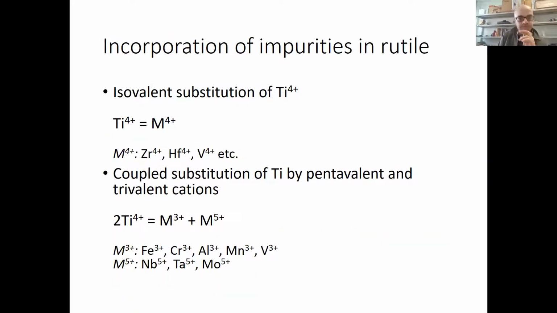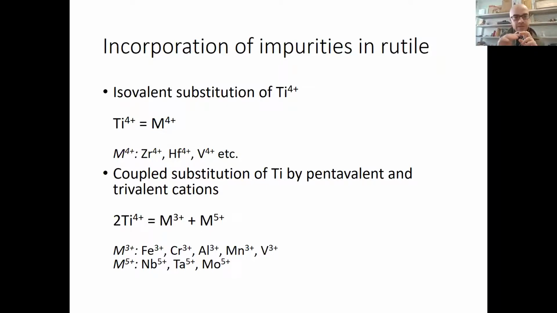Now, one important point is the incorporation of impurities in rutile, because many of the applications are based on the substitution of titanium by impurities. So here I'm listing some of the most common mechanisms of incorporation of impurities. The first one is an isovalent substitution of titanium, which occurs in the 4+ oxidation state, by other tetravalent cations. That could be zirconium, for example, or hafnium, vanadium 4+, silicon, and so on. So this is a simple one-to-one replacement reaction.